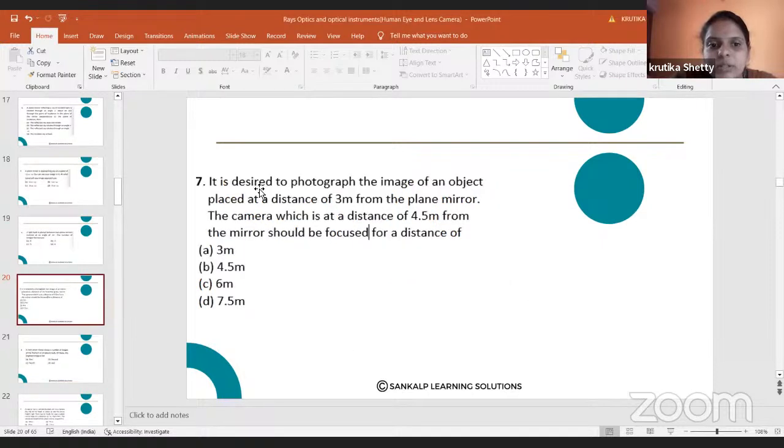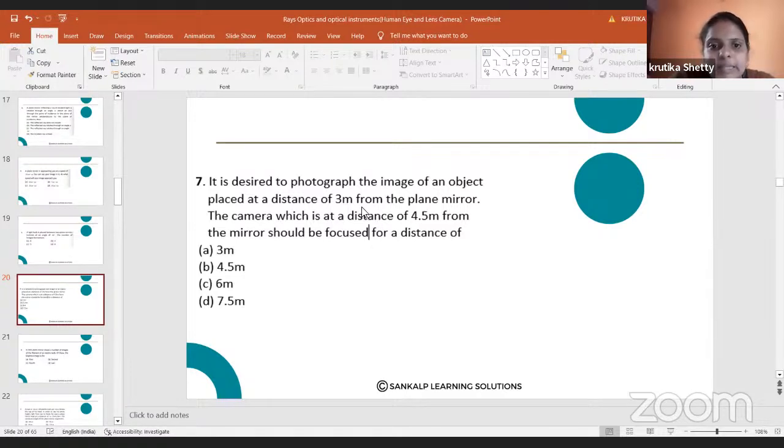Next question. It is desired to photograph the image of an object placed at a distance of 3 meters from the mirror. It is placed at a distance of 3 meters from the plane mirror. The camera, which is at a distance of 4.5 meters from the mirror, should be focused for the distance of. So what is happening here? To take the photograph, the image of the object is at a distance of 3 meters, and the camera and the mirror are at a distance of 4.5 meters. So where should it be focused?